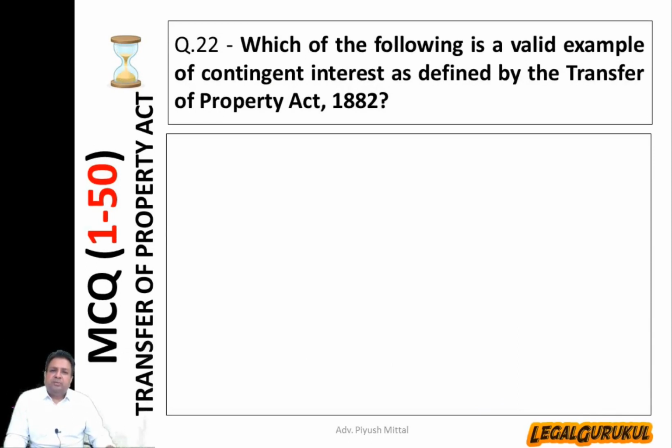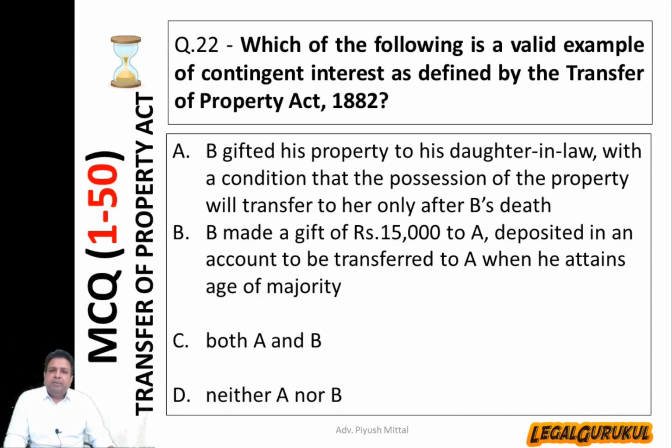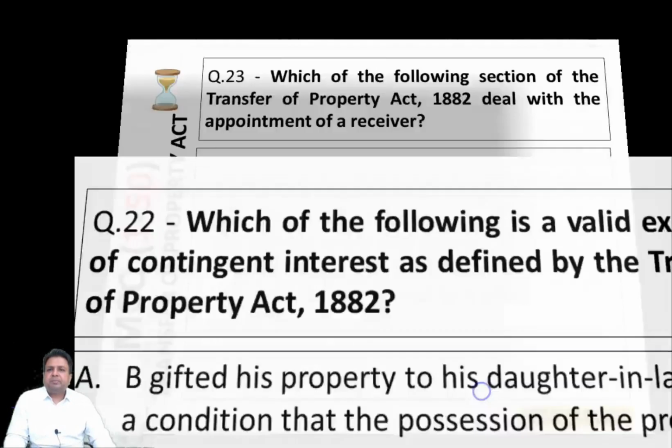Question number 22. Which of the following is a valid example of contingent interest as defined by the Transfer of Property Act? Option A. B gifted his property to his daughter-in-law with a condition that the possession of the property will transfer to her only after B's death. Option B. B made a gift of rupees 15,000 to A, deposited in an account to be transferred to A when he attains age of majority. Option C. Both A and B. Option D. Neither A nor B. And the correct answer is B.